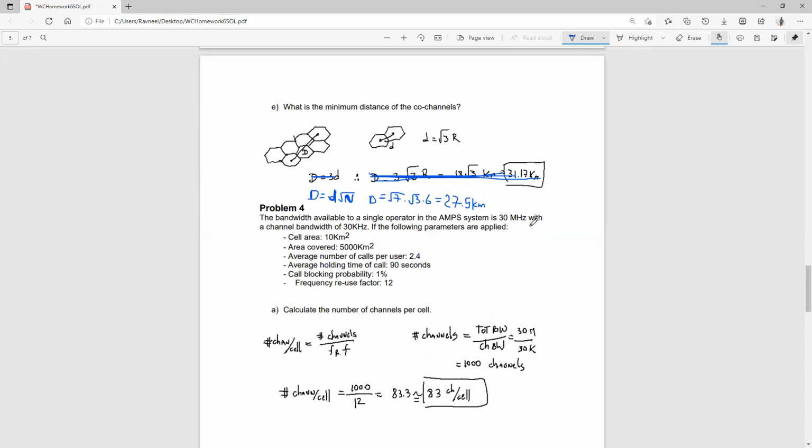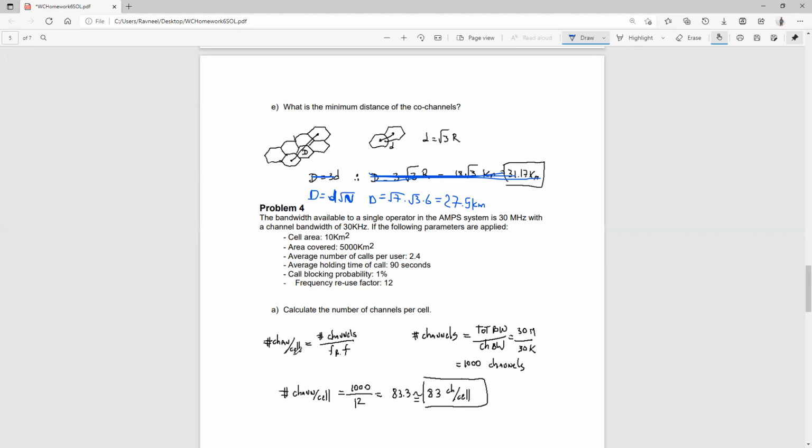So 30 megahertz, and we are using a 30 kilohertz channel. So the number of channels is basically given by total bandwidth divided by channel bandwidth. This is equal to 30 megahertz divided by 30 kilohertz. So basically we need 1000 channels to cover this same bandwidth.